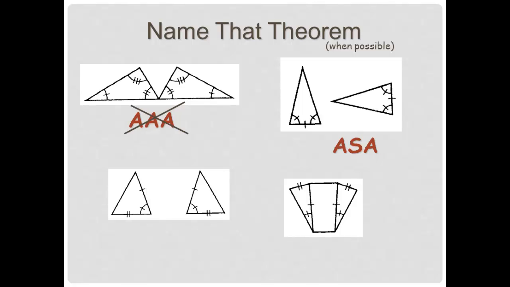The third set shows a side, then an angle, then a side. I'm getting good at this and recognize side angle side when I see it. The last set shows a side, then an angle. I also remember this one. Side angle is not a theorem I can use.